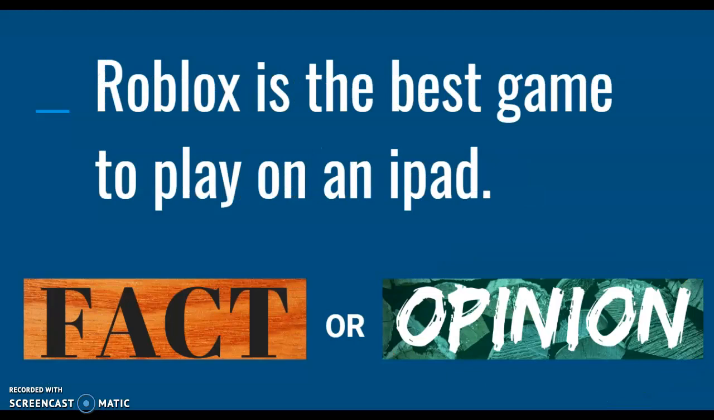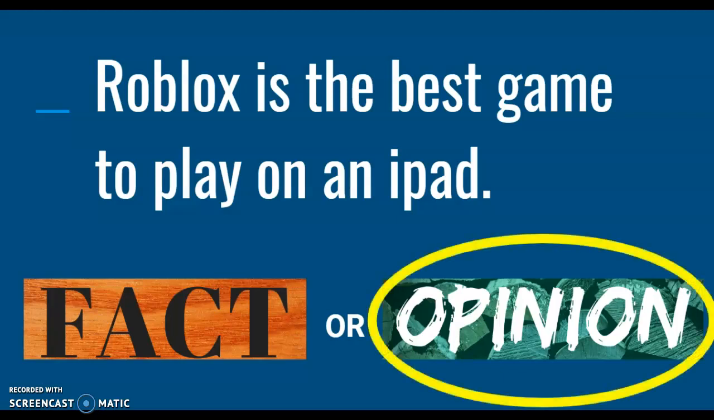Roblox is the best game to play on an iPad. Is that a fact or an opinion? That is also an opinion. The word best here, again, is a clue that this is an opinion sentence because what one person thinks is the best, another person might not think is the best. If we just said Roblox is a game to play on the iPad, that would be a fact. But adding the word best makes it an opinion.